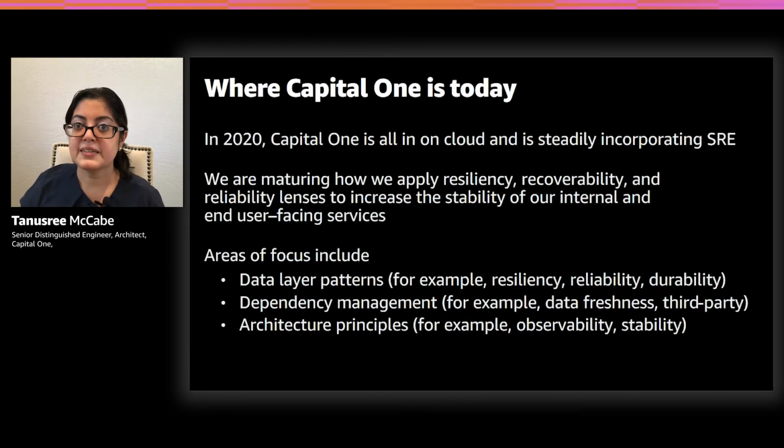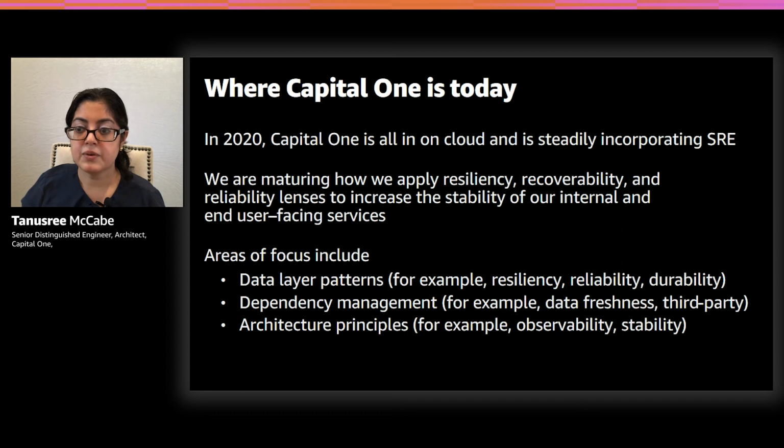With that, that brings us to where Capital One is today. So today we're all in on cloud. We're steadily incorporating SRE. We're applying these 3 lenses to our fleet of over 2,000 applications to increase their stability. These applications, some are internal facing, some are customer facing, but for all of them, we want to make sure that we can provide the best experiences possible.